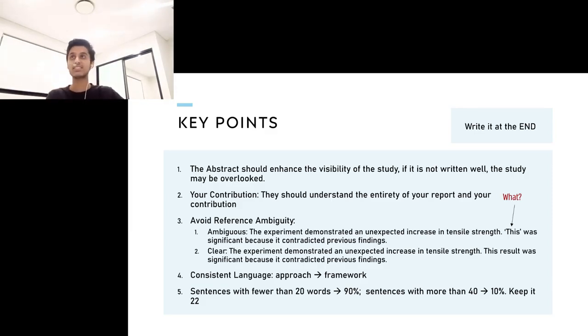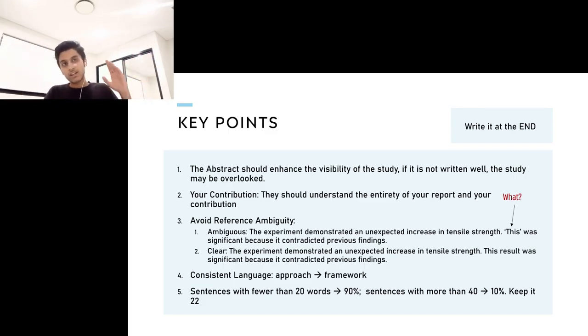So this leads us to our first key point. The abstract should enhance the visibility of the study. If it's not written well, the study may be overlooked. So ensure that you always write it at the end, because that's where you can explicitly and very well summarize the rest of your paper.